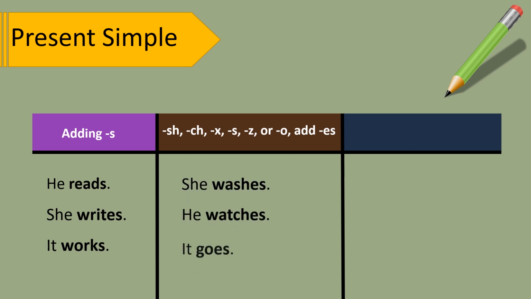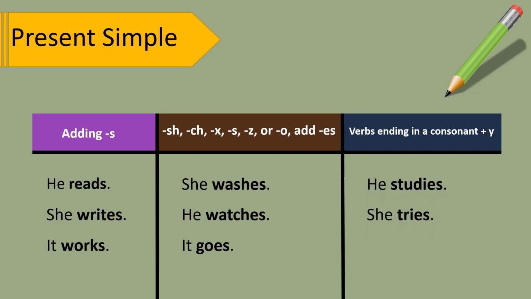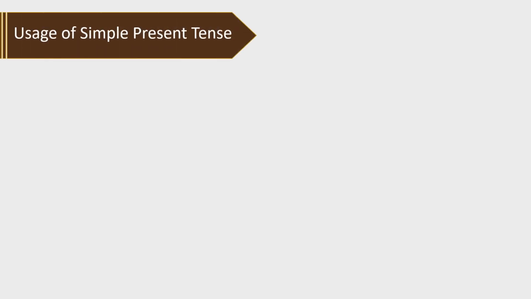It goes. For verbs that end in a consonant plus y, we change the letter y to i and add es to the verb. For example, he studies. She tries. It cries. There are 4 main uses of the present simple tense.